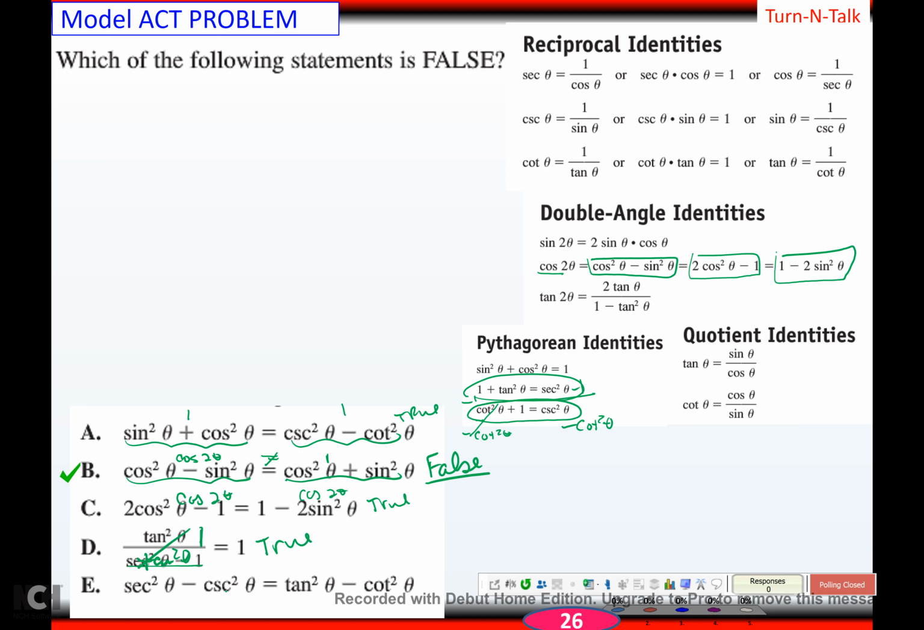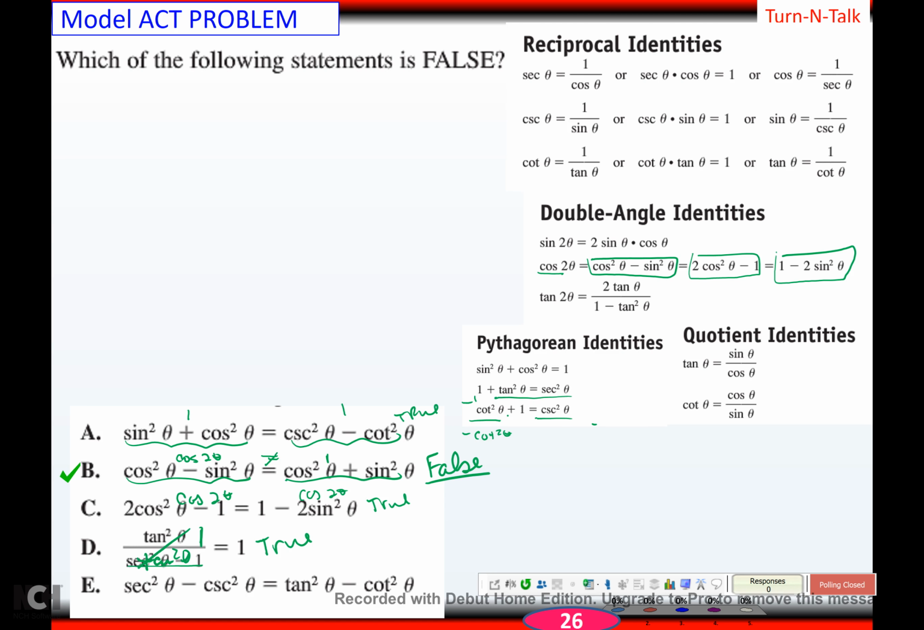Okay, so now for E, I've got secant squared minus cosecant squared equals tan squared minus cotan squared. Well, what I did was, let me erase this. So I've got secant and cosecant, and those aren't related to each other. Neither are tangent and cotangent. So if I could put secant squared on the same side with tan squared and cosecant on the same side with cotan, I might get somewhere.